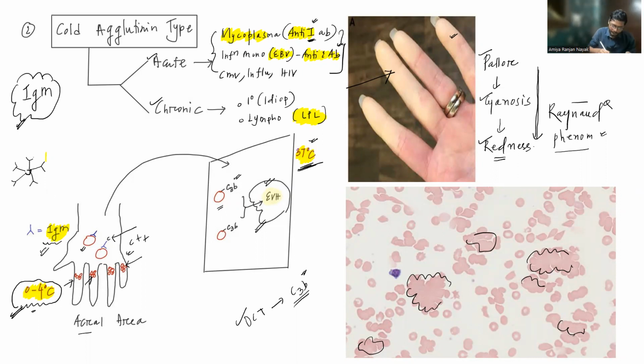So that is why when this IgM antibody binds to RBCs, it can cause agglutination. So that's why IgM antibodies have the propensity to cause RBC agglutination. But IgG antibody, which is a monomeric structure, will not cause agglutination.